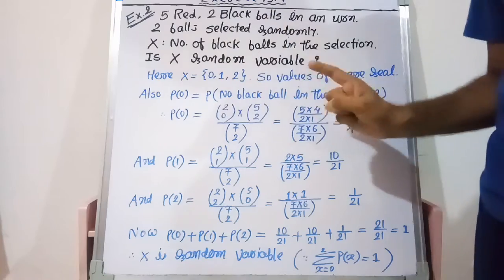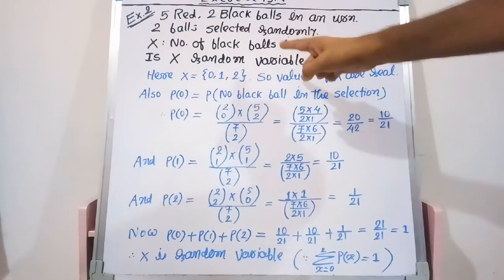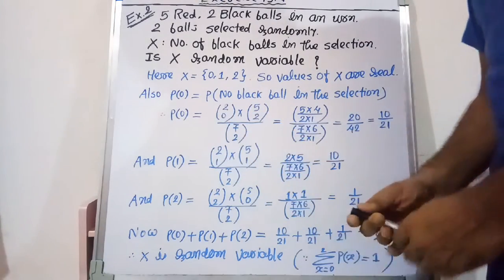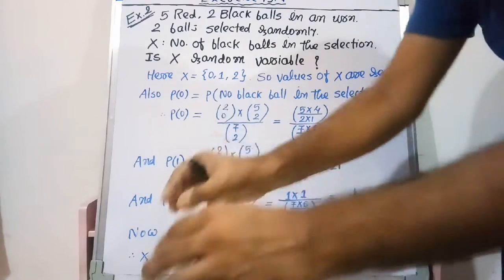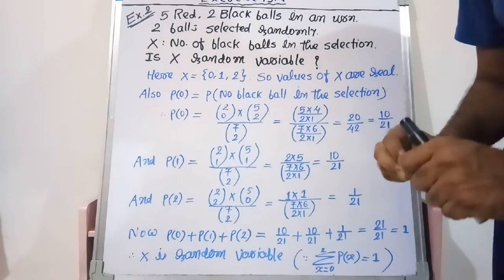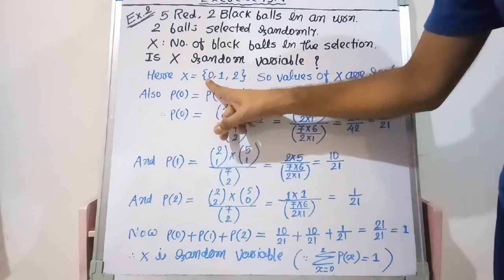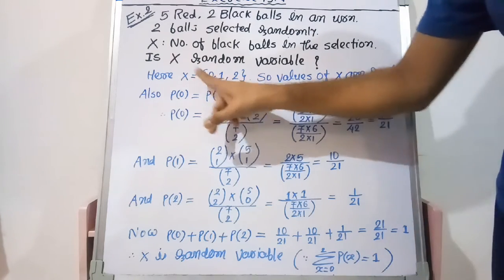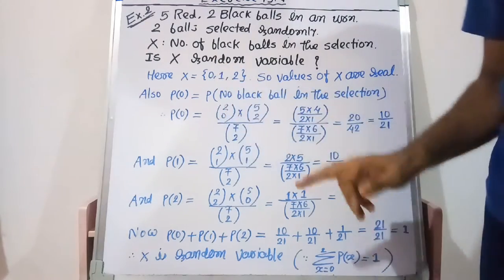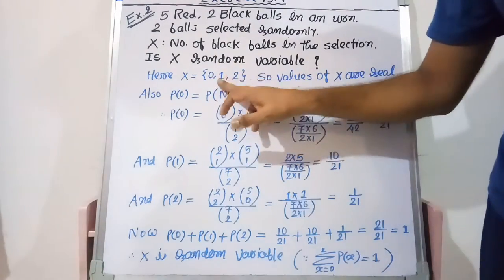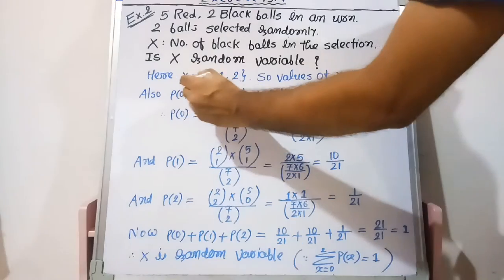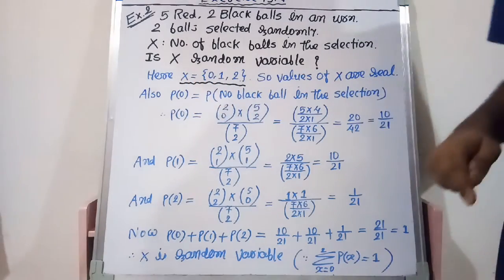Now what is our random variable? Random variable X is the number of black balls in the selection. Now number of black balls, it means what? When you select 2 balls, either you get no black ball, meaning 0 black balls, which means both balls are red. Remember that X is the random variable. Or 1 black ball, it means 1 black and 1 red. Or both are black balls. So 0, 1, 2 are the values of X, and these values are real.